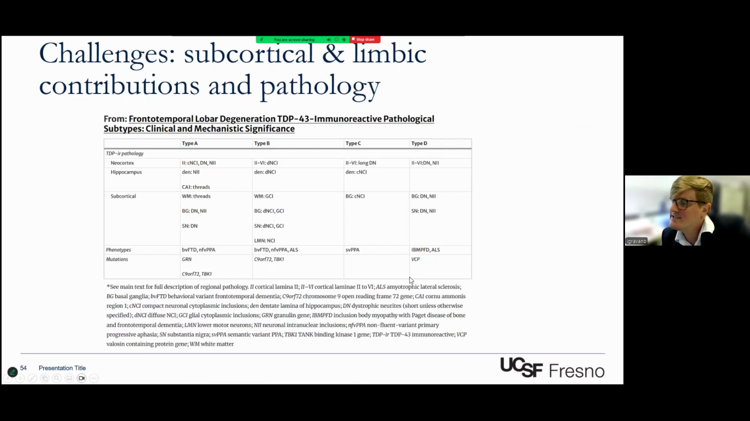There's also a tendency to focus on the cortical sites, but this is just an example. It's important to remember that there are hippocampal and subcortical dysfunctions as well in these syndromes. This is just a breakdown of FTD TDP-43 syndromes and where the pathology is in the hippocampus, subcortical regions, as well as the neocortex, which may give us some indication as to what clinical phenotypes are showing up in clinic.